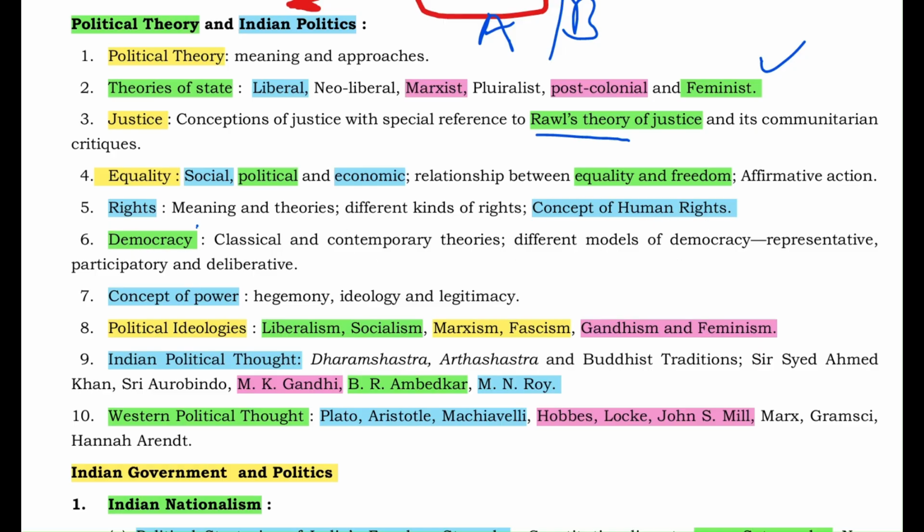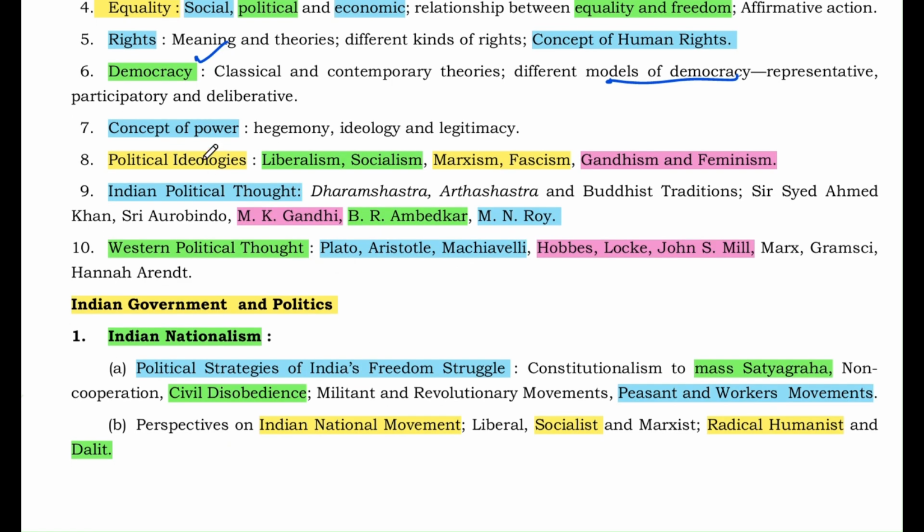Democracy: classical and contemporary theories, models of democracy, representative, deliberative. Then next, the concept of power: hegemony, ideology, legitimacy. These are the terms we have to master. Political ideologies also: liberalism, socialism, Marxism, Gandhism, and feminism. Then Indian political thought. In India, some very important thinkers are B.R. Ambedkar, M.N. Roy, M.K. Gandhi, Sri Aurobindo. These are the political thinkers of India.